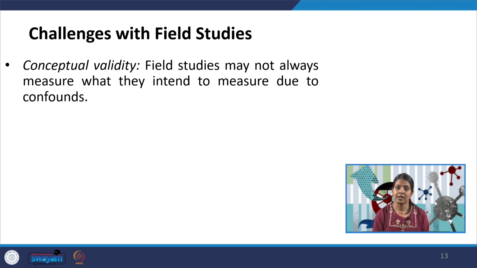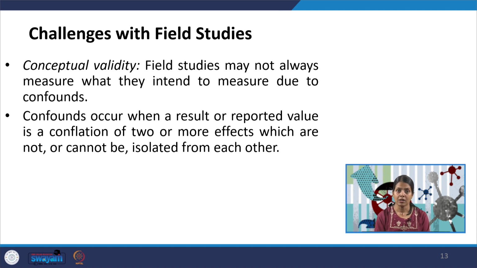However, there are certain challenges with field studies also. First of all, conceptual validity. Field studies may not always measure what they intend to measure due to confounds. So, what are confounds? Confounds occur when a result or reported value is a conflation of two or more effects which are not or cannot be isolated from each other. So, there are certain things we act in a particular manner when multiple factors, multiple thought processes work on us.